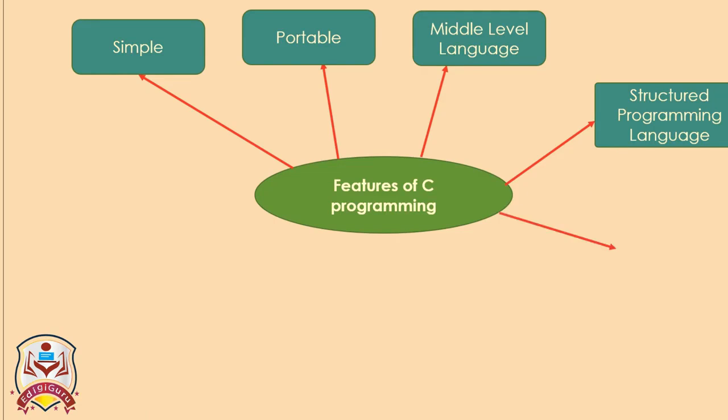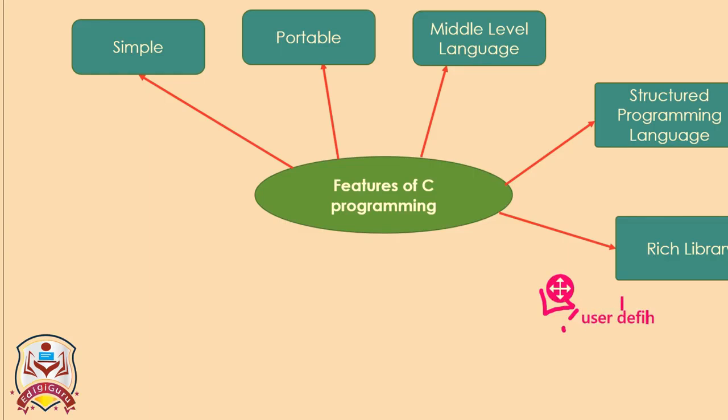The next important feature of C language is that it has a rich library. C language provides a lot of inbuilt functions, and that's why we can say that it has a rich library of inbuilt functions. Basically, there are two types of functions. The first one is user-defined function, and the second one is inbuilt function.